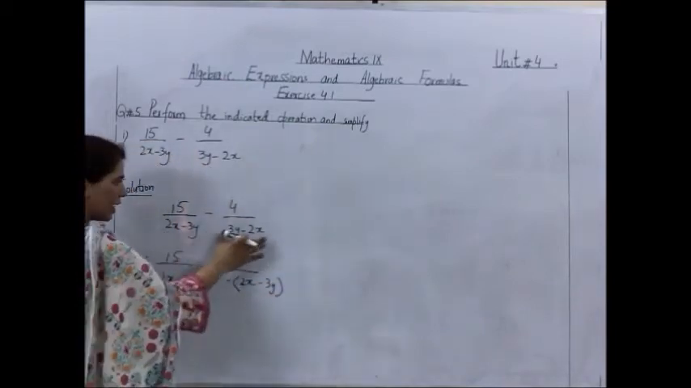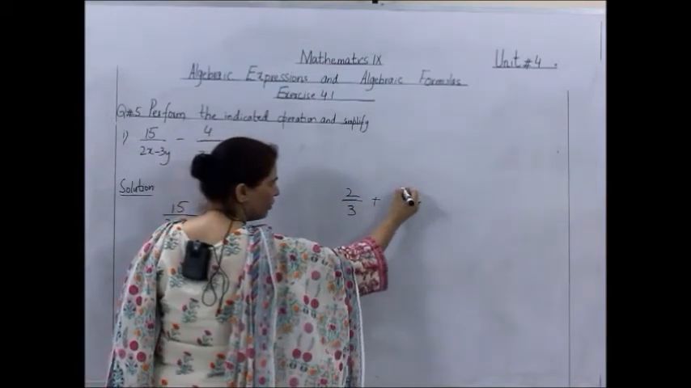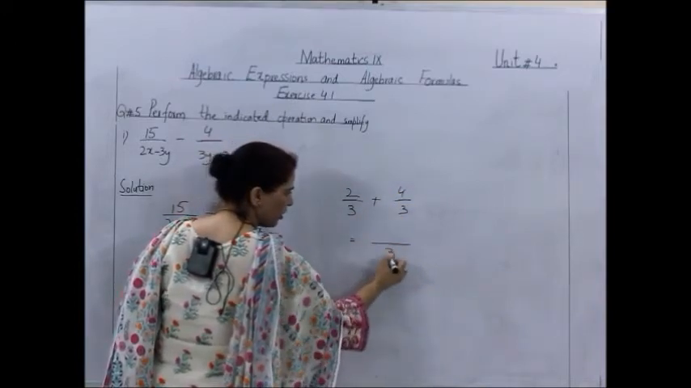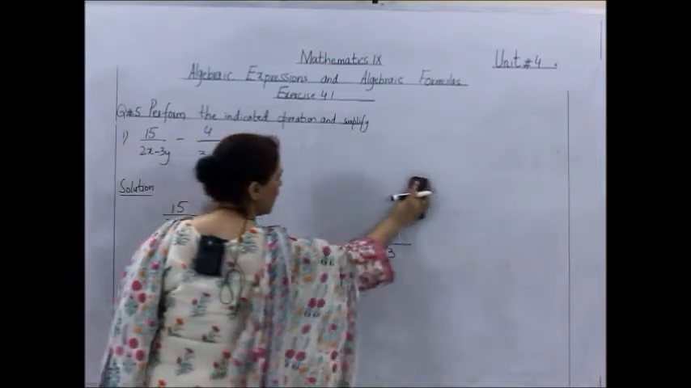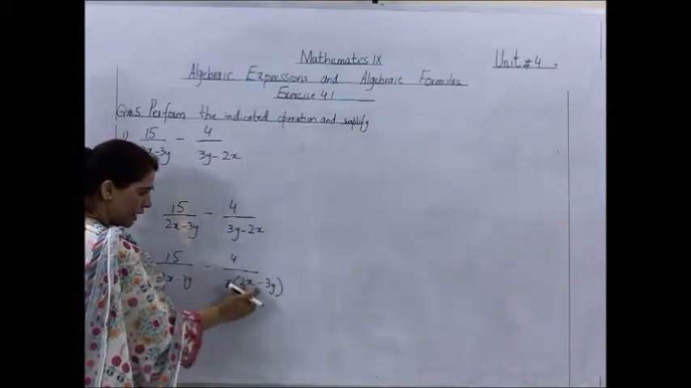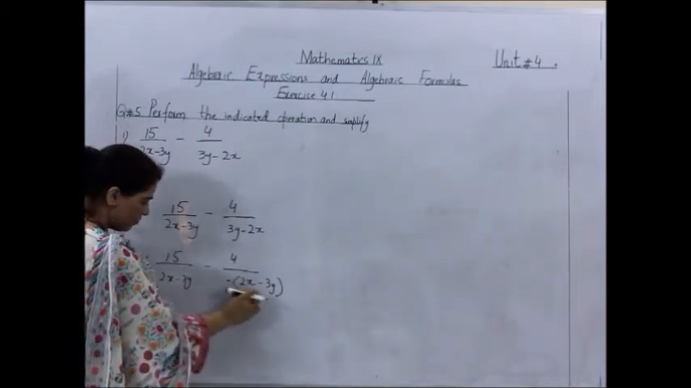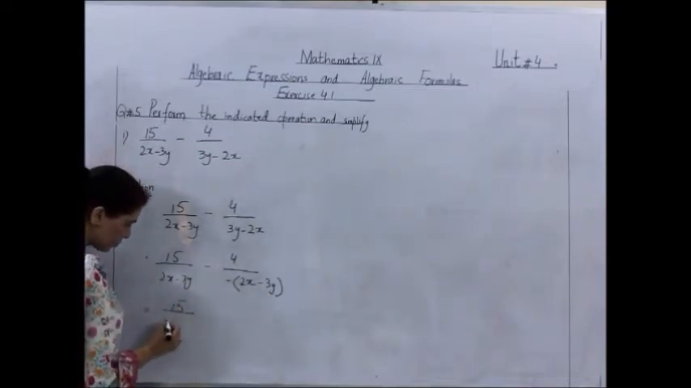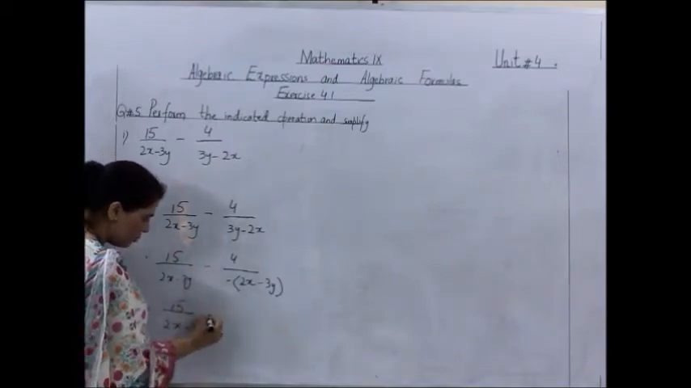Just to make the denominator the same, because we also knew from our previous experience that when you have the same denominators, you write the denominator once and you add the numerators. Same we will apply here. We took minus common. When we take minus common, the denominator will become the same. See, 2x minus 3y, 2x minus 3y. This minus and this minus, minus minus, plus.